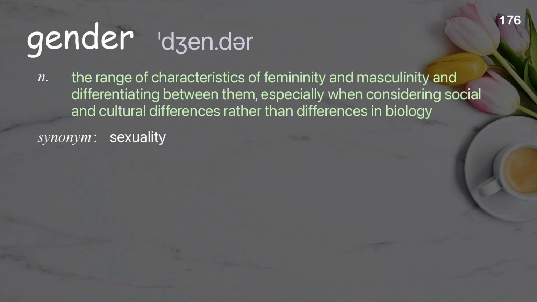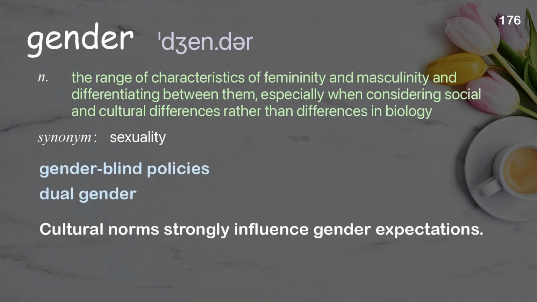Gender. The range of characteristics of femininity and masculinity and differentiating between them, especially when considering social and cultural differences rather than differences in biology. Examples: Gender-blind policies. Dual gender. Cultural norms strongly influence gender expectations.